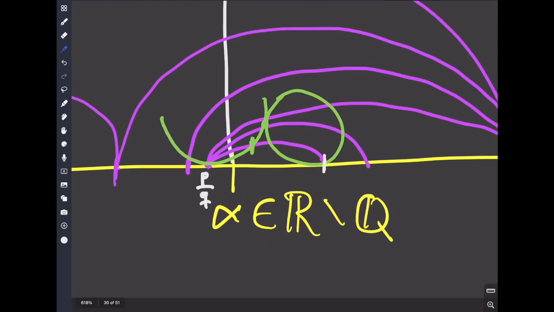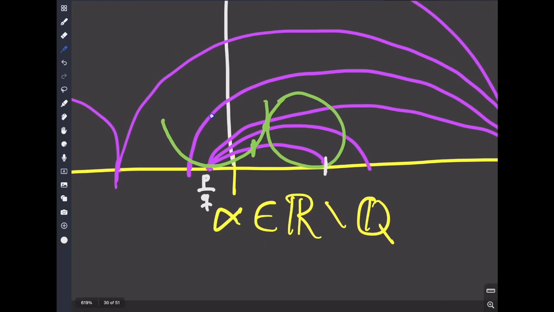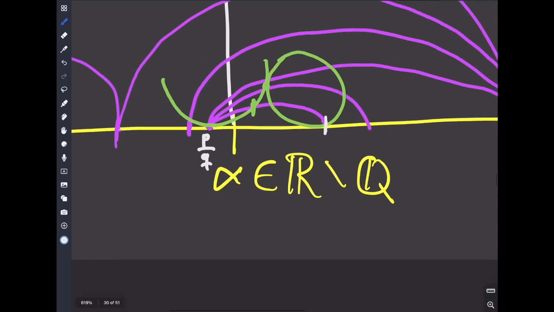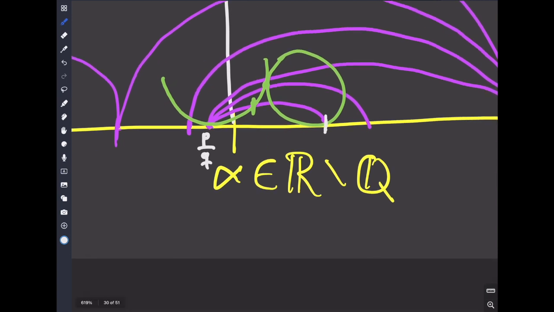This one has radius 1 divided by 2q squared. So alpha lies in the image of the open disks of any two consecutive ones. This means it lies in the shadow of one, or of the other, or maybe of both. For the one under whose shadow it lies, the distance to the rational number is less than 1 divided by 2q squared.